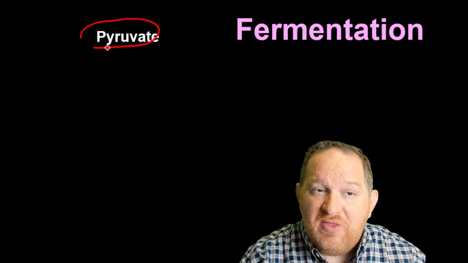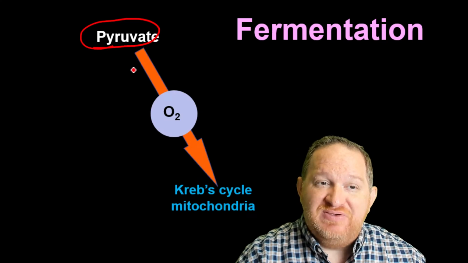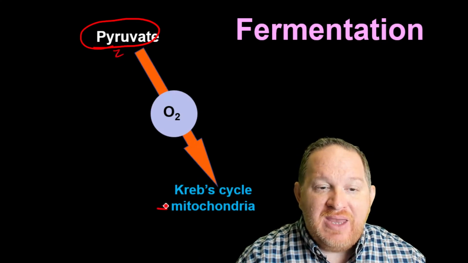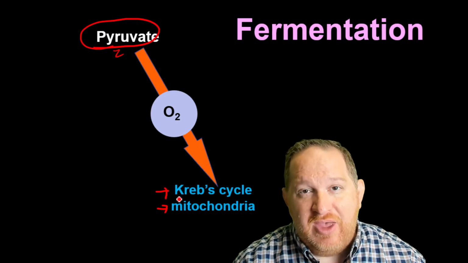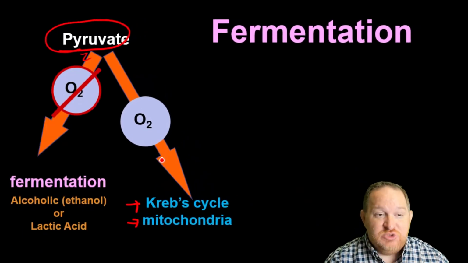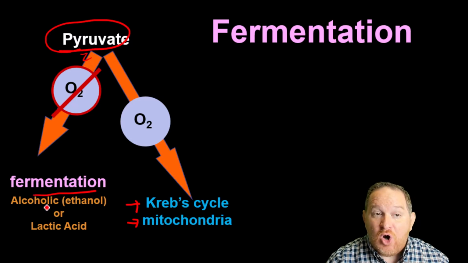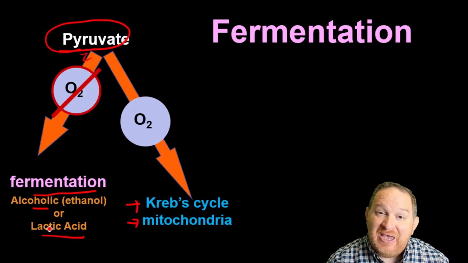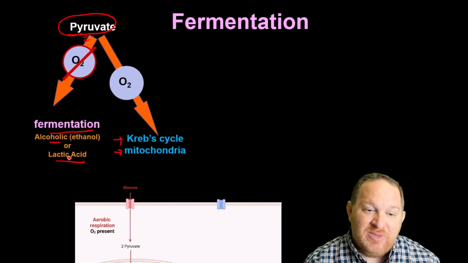Okay, so you may remember at the end of glycolysis, we're left with pyruvate. So now we have a choice. If oxygen's present, the pyruvate will go into the mitochondria, go to the next step, after pyruvate oxidation, go into the Krebs cycle and the electron transport chain. Now, if there's no oxygen present, this will lead us to fermentation. Now, there are 2 types I want to talk about, alcoholic or lactic acid. This depends on what organism you are, whether you will do alcoholic or lactic acid fermentation.